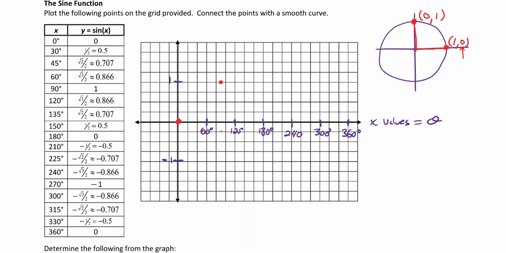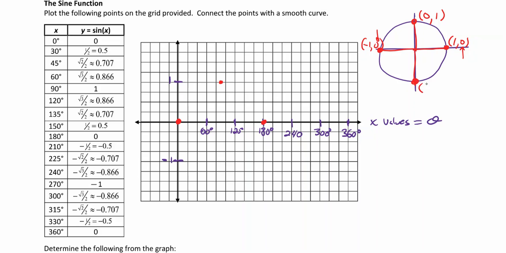Okay? And then when I'm over here, now I'm at the point -1, 0. So my y is back at 0. So at 180 degrees, I'm back at 0. And you can probably see the pattern happening here. I'll just do one more.